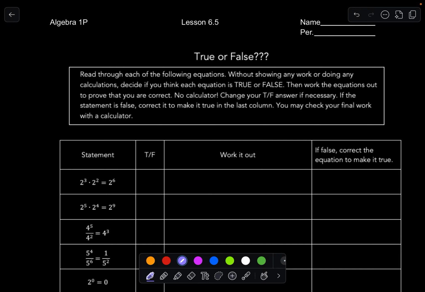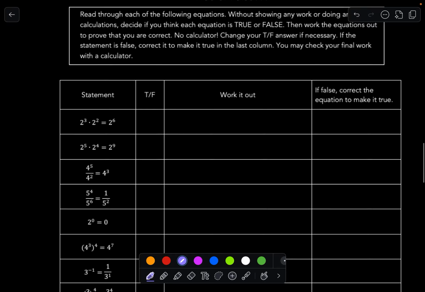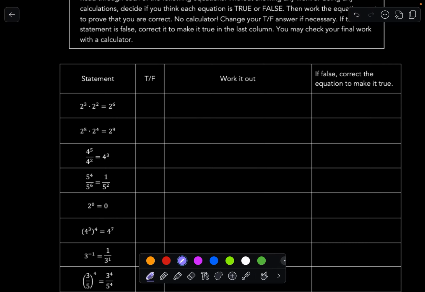They tell you to read through each of the following equations without showing any work or doing any calculations. Decide if you think each equation is true or false. Then work the equations out to prove that you are correct. No calculator. Change your true-false answer if necessary. If the statement is false, correct it to make it true in the last column. You may check your final work with a calculator. So they want you to do this without a calculator until the end.